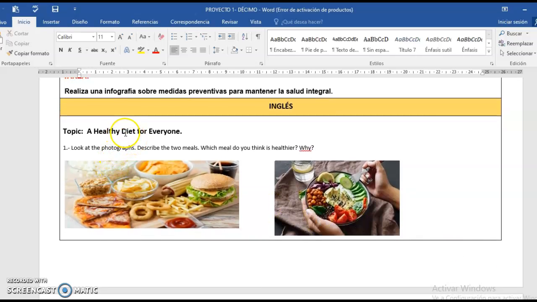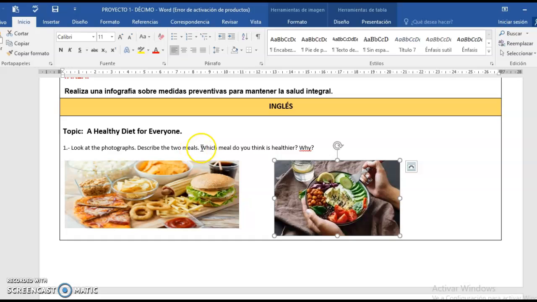A healthy diet for everyone. Healthy comes from the word saludable in Spanish. And everyone, you and me, needs to be healthy. Look at the two paragraphs, number 1, number 2. Describe the two meals. Which meal do you think is healthier? Why? So let's start describing.